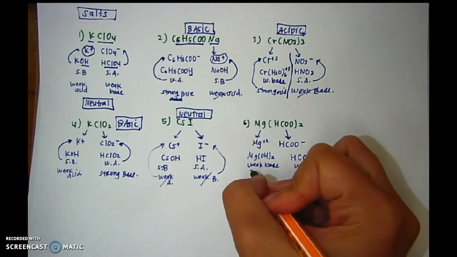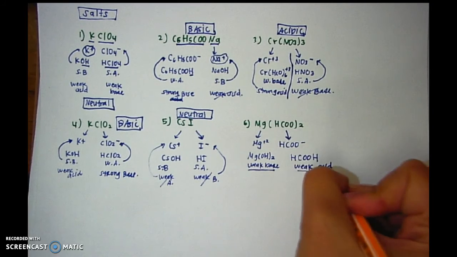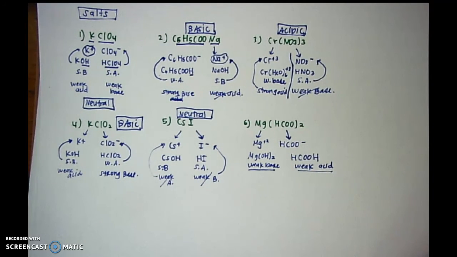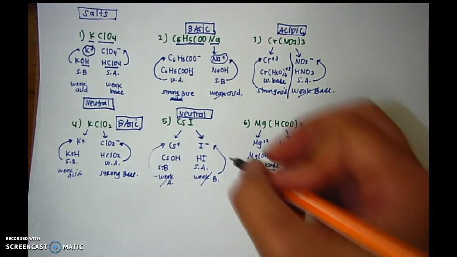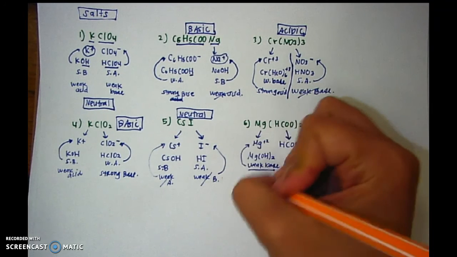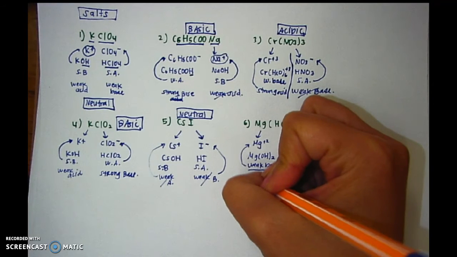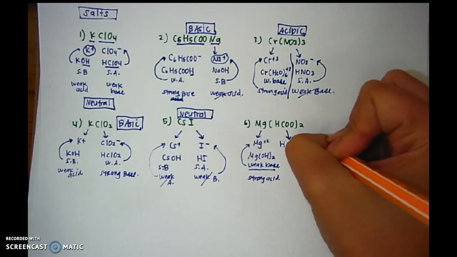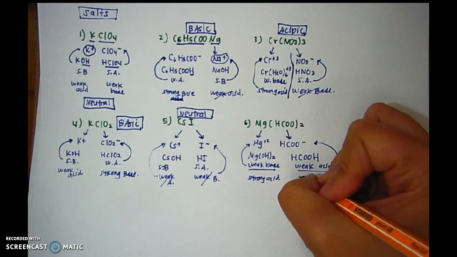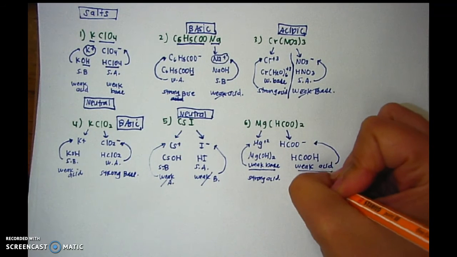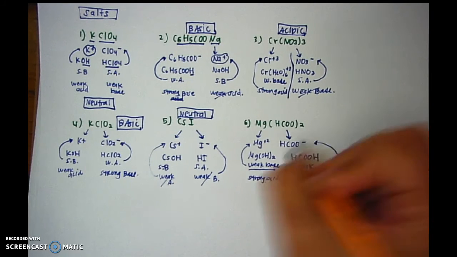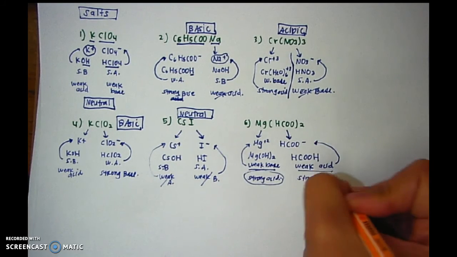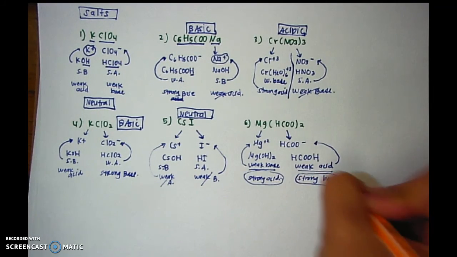Now, this was that very, very last category that we talked about in class. If you end up getting a weak base and a weak acid, the conjugates, like the Mg plus 2, has to be a strong conjugate acid. And my HCOO negative, this is going to be a strong conjugate base. So the question is, which one wins out? Is the solution going to be acidic or is it going to be basic?